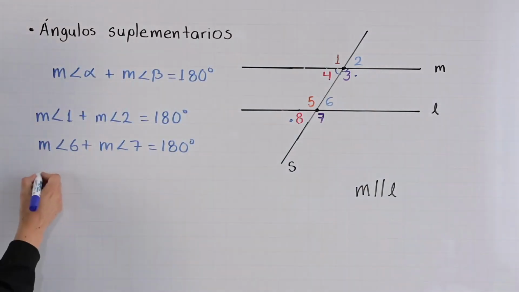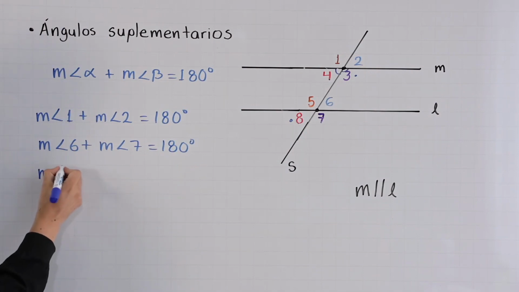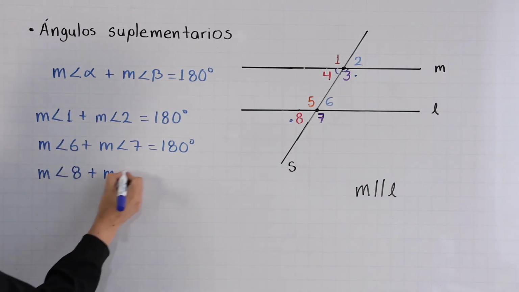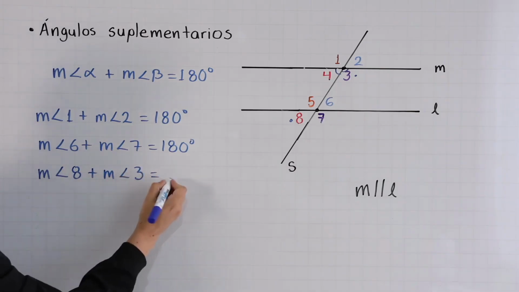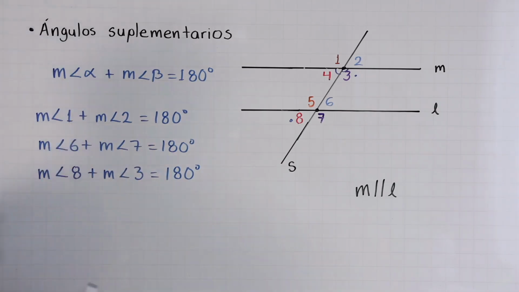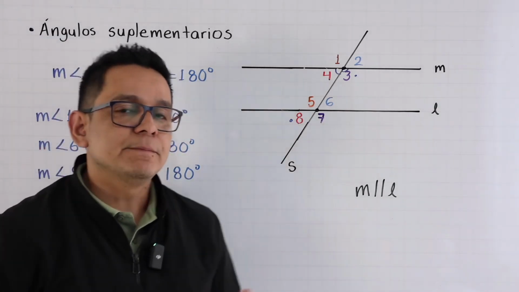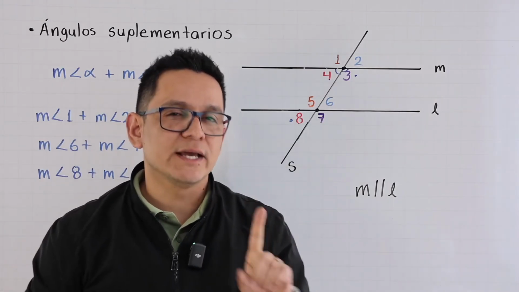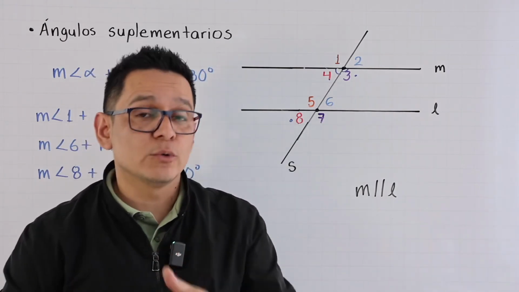And here you can find more relationships, okay? So I write that the measure of angle 8 plus the measure of angle 3 has to add up to 180 degrees in total. Done. And well, I could add more, but I'll stop there. Look, just so I can see that you really understood, I'm going to give you a homework exercise. I'll do one, and I'll leave one for you as homework.